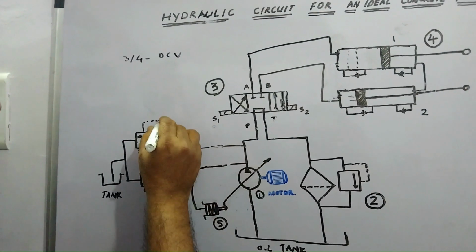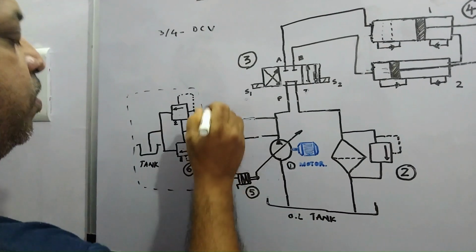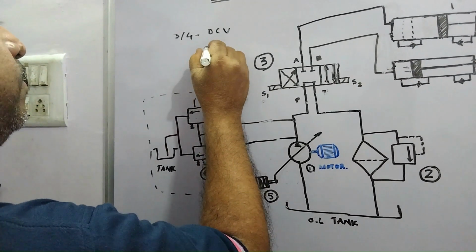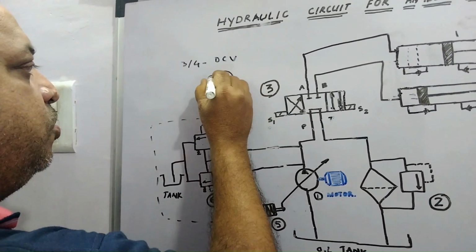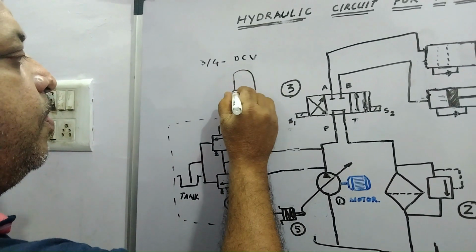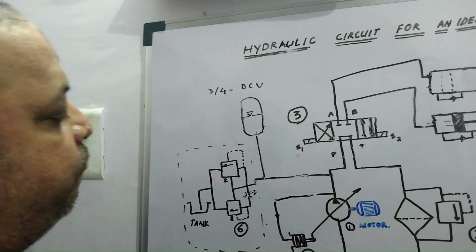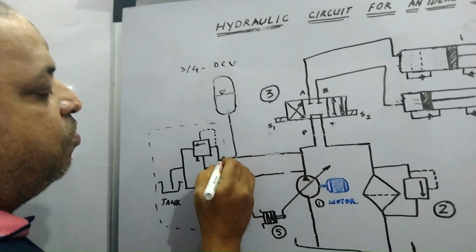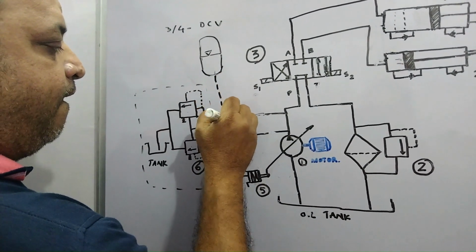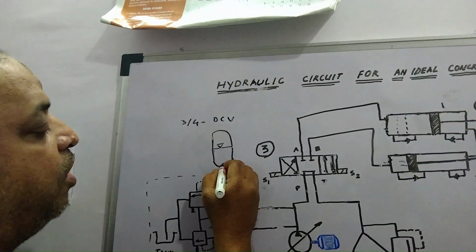So instead of this area, we can install one accumulator. This is the accumulator, which can be used to control. The function of the accumulator is that the oil will not go here. This is an optional line, you can say. Either this or this. So the oil goes here and goes to the accumulator.